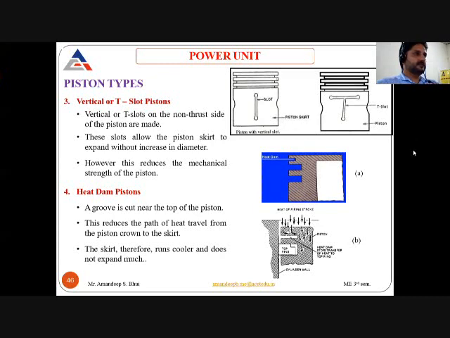So we were discussing the various types of pistons that are available, and the next type is the vertical or T slot piston. Vertical or T slots are cut on the non-thrust side of the piston. These slots allow the piston skirt to expand without increasing the diameter. This means the skirt does not expand in the outer direction, so the diameter of the skirt does not increase.